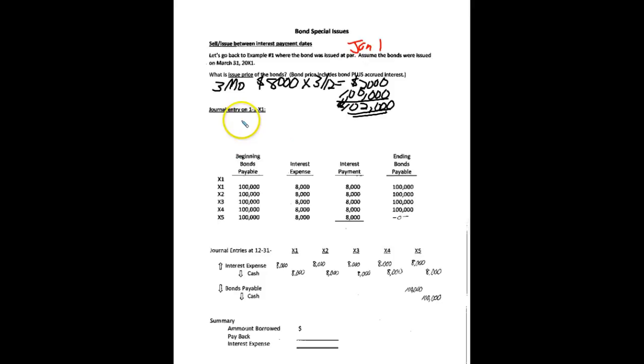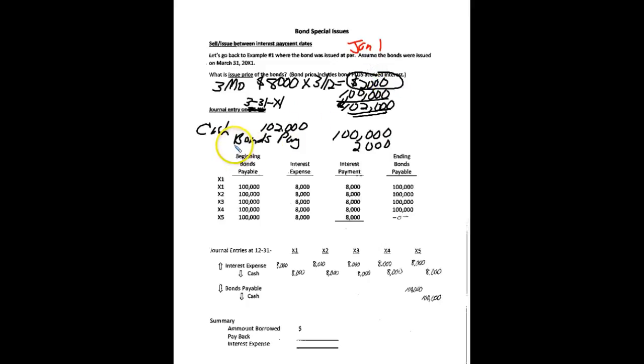So let's look at the journal entry, and actually I see I have a mistake here. This should be March 31st for the first year. So on March 31, cash would have come in, that's the $102,000. And then we would credit bonds payable for face value. Now in the past, we would have put the $2,000 credit in as a premium, but the bonds didn't really sell at a premium. They really sold at $2,000 of accrued interest.